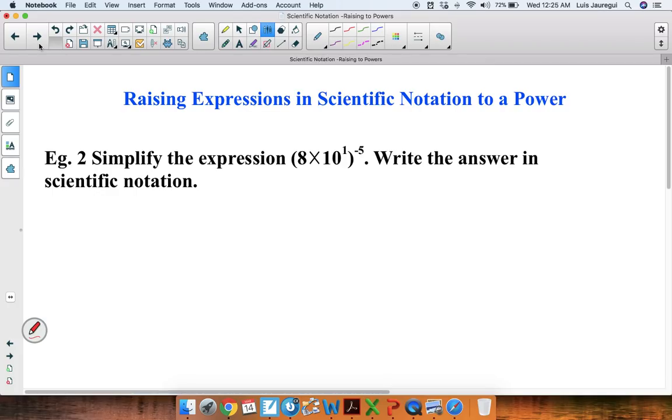Example 2. Simplify the expression (8 times 10 to the first) quantity to the negative 5. Write the answer in scientific notation. So again, we're going to use the properties of exponents to rewrite this expression as 8 to the negative 5 times 10 to the first to the negative 5. Now, in order to evaluate this one, let's go ahead and use our technology. So we are going to take 8 to the negative 5.